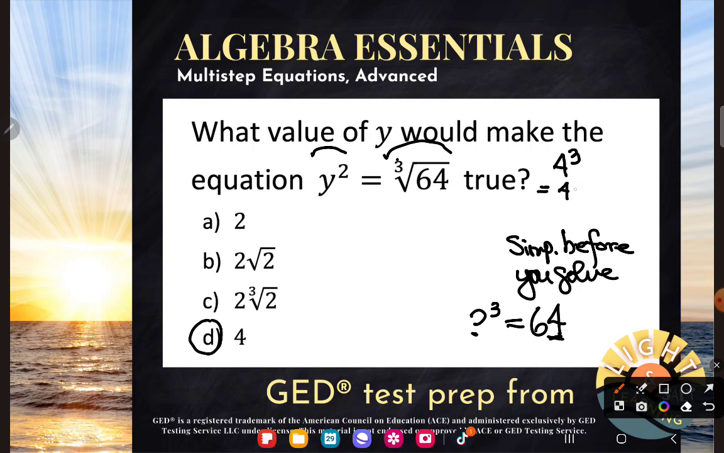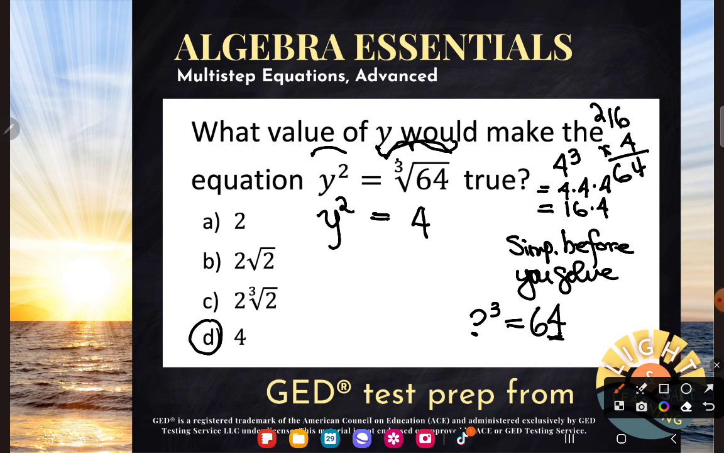Let me prove it to you. 4 times 4 is 16. And if you multiply 16 by another 4, oh my goodness, so much work, you get 64. So what does that mean? That means the cube root of 64, or which number cubed makes 64, is 4. And that just got a lot simpler.